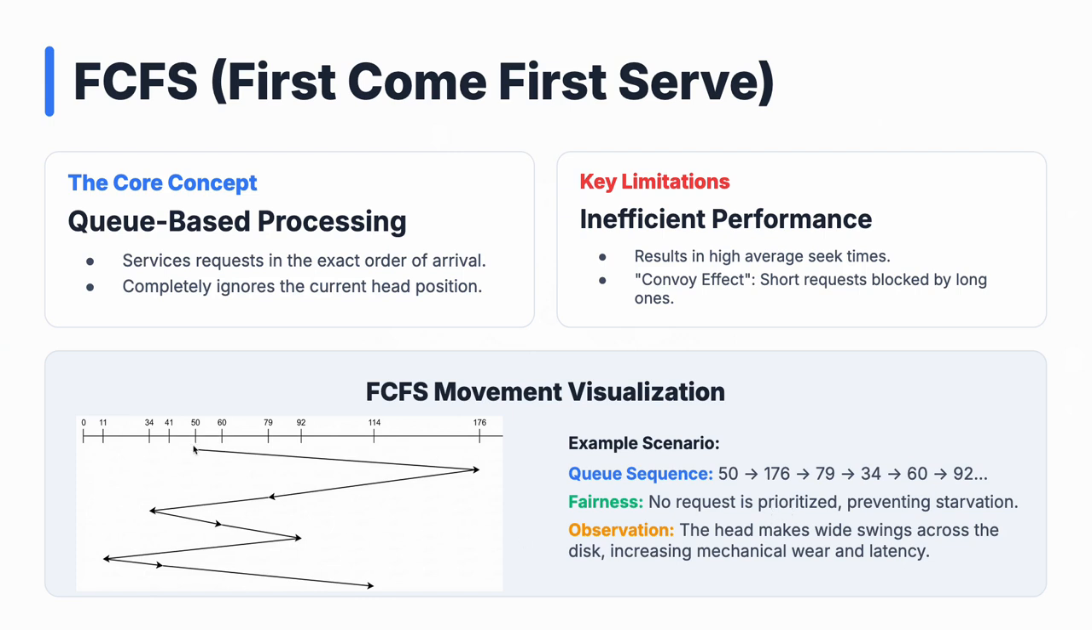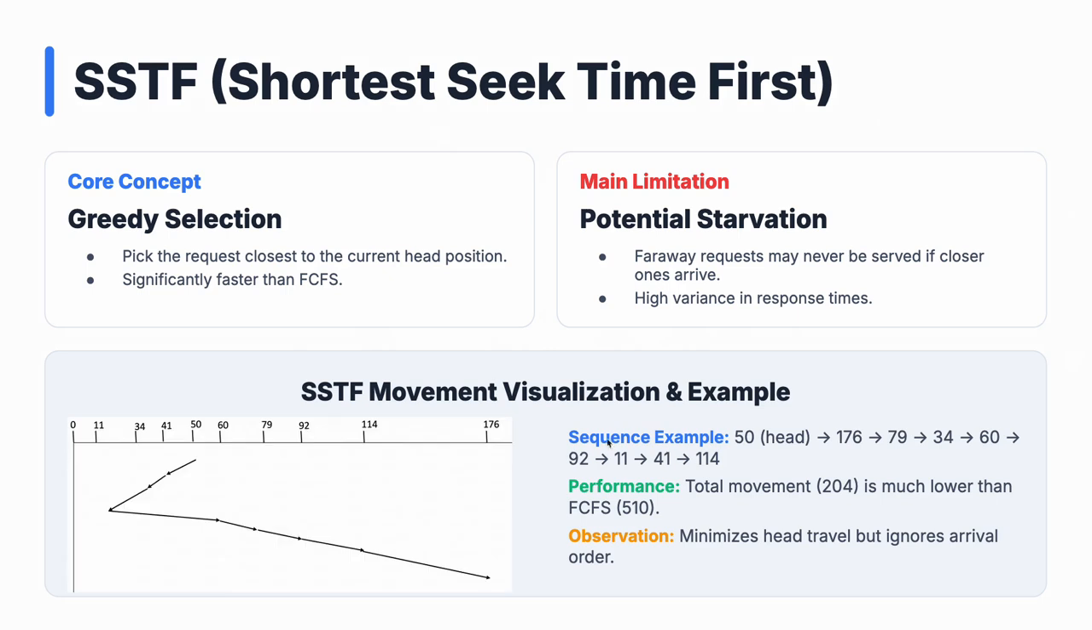But as you can see, we are not optimizing the seek time over here. The head is moving to the location without thinking, is this the closest path which we should have taken? So it results in higher average seek time. So what should we do, right? So the solution is shortest seek time first. This algorithm uses a greedy approach.